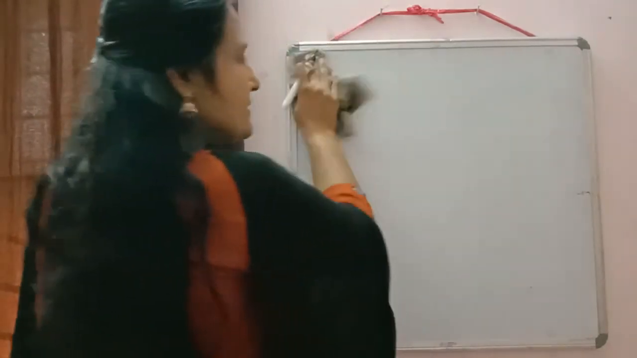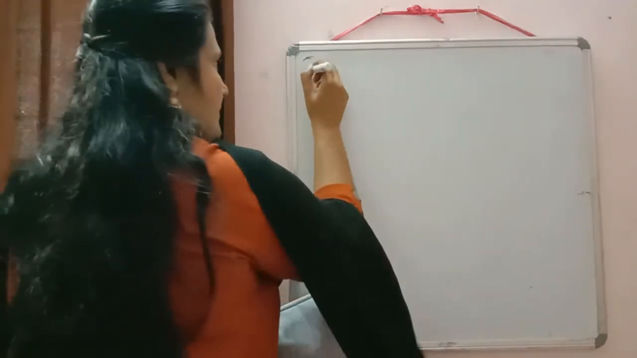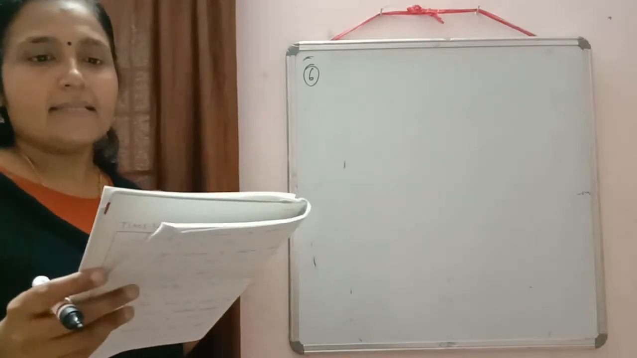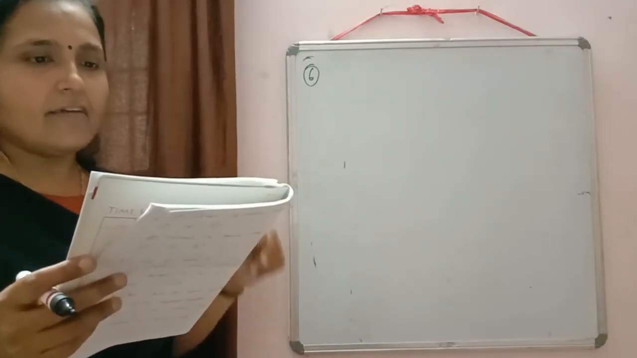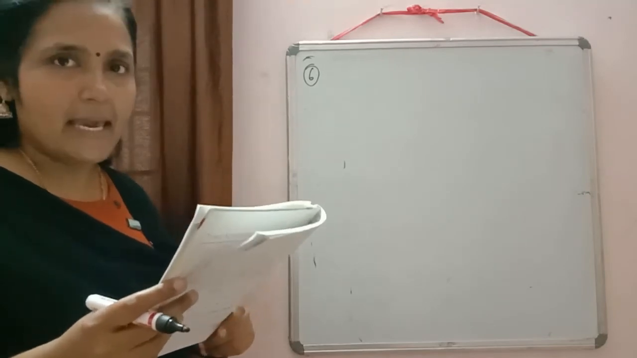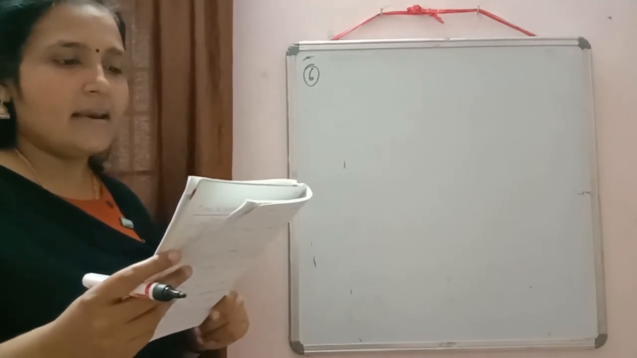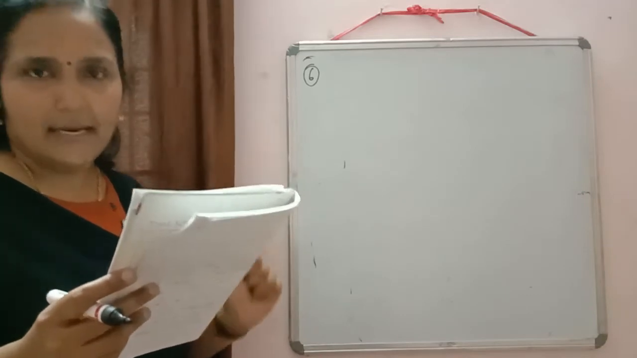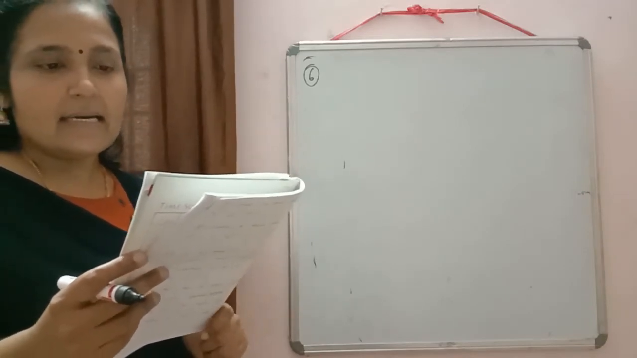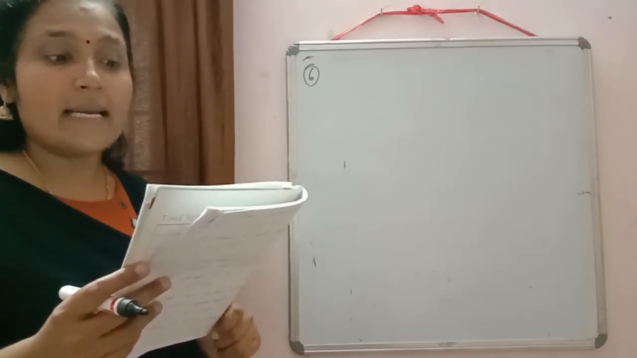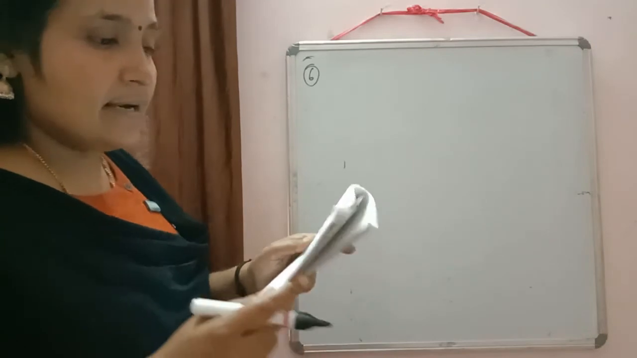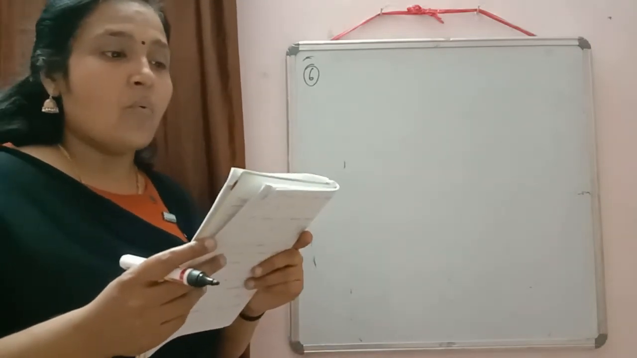So now next question is question number 6. A wheel makes 420 revolutions in 1 minute. Through how many radian does it turn in 1 second?